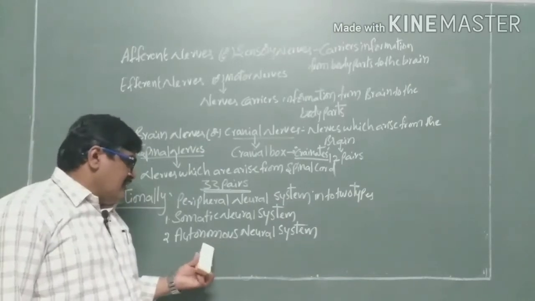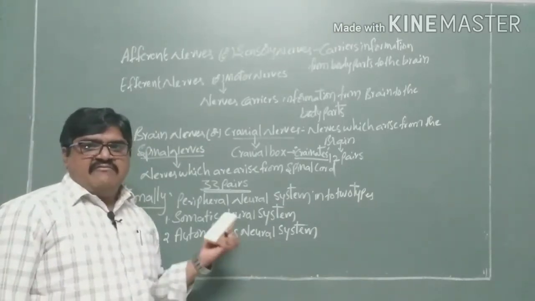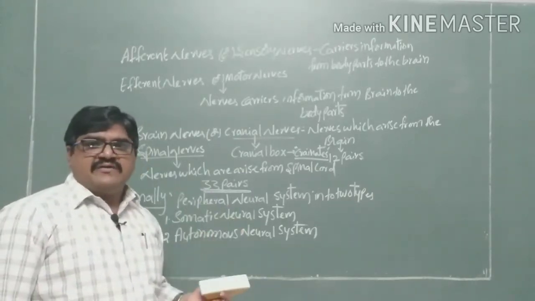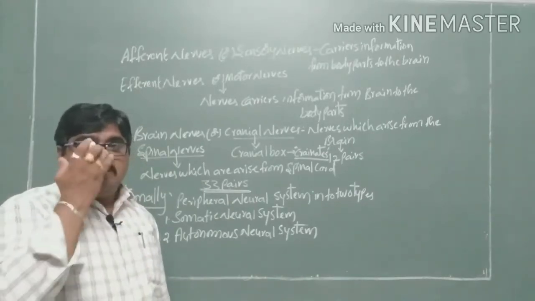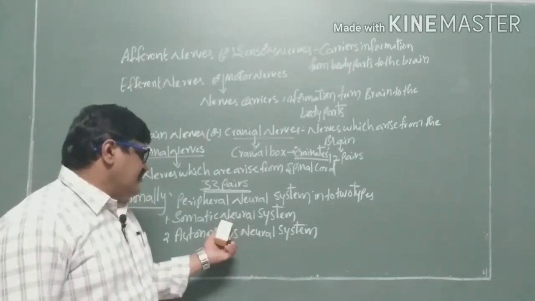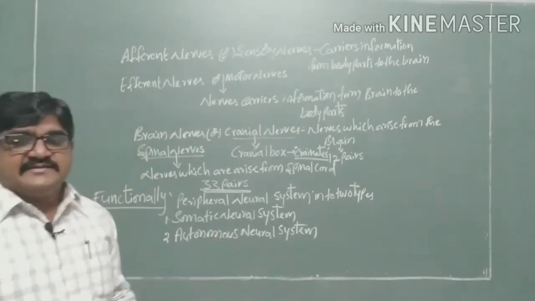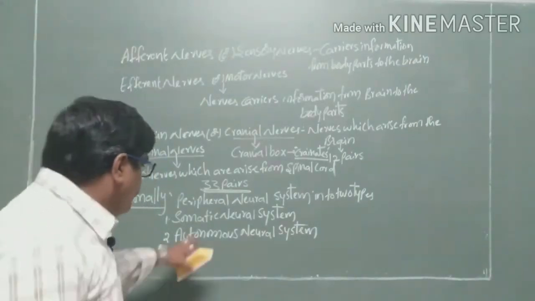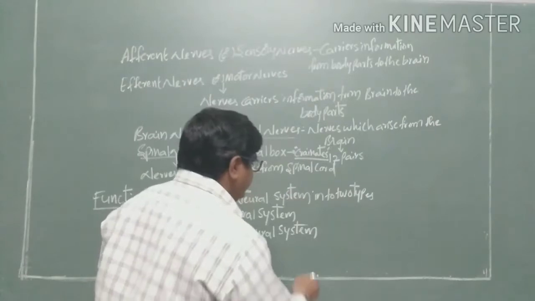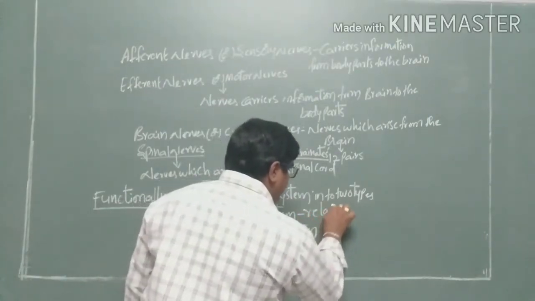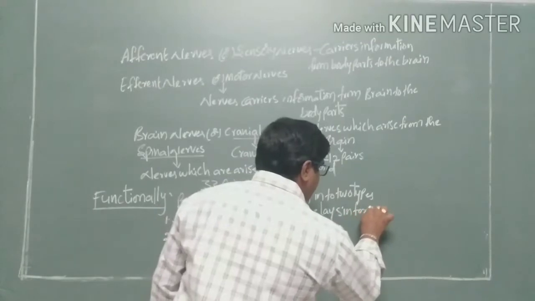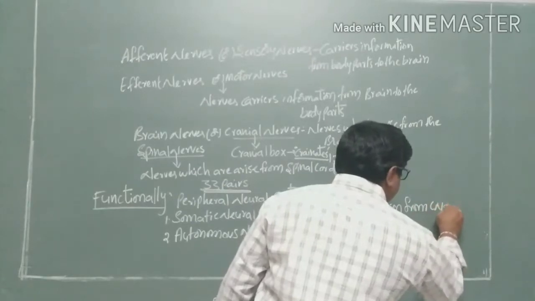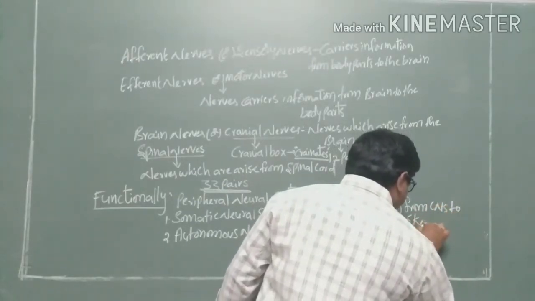that is, the autonomic nervous system. The somatic nervous system carries information from body parts. That means all voluntary actions are under the control of the somatic neural system. So, what is that, now we will discuss. Here, the somatic neural system relays the information from the central nervous system to skeletal muscles.